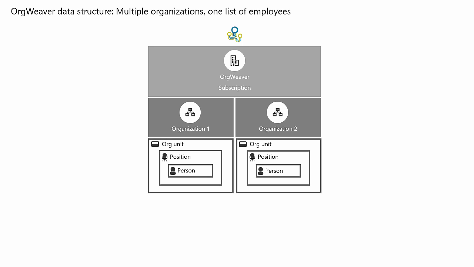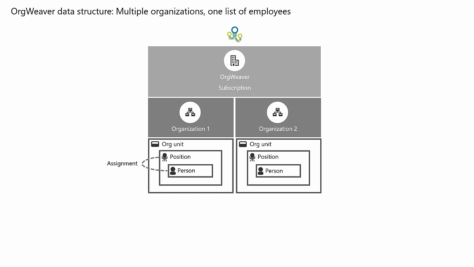Imagine that you clone an organization in OrgWeaver. The great thing is that you will not have double the amount of people in your organization. Instead, new connections between people and positions will be created. These connections between positions and people are called assignments in OrgWeaver.